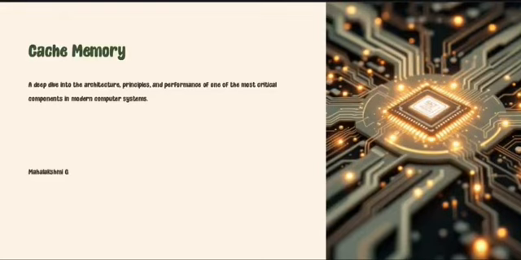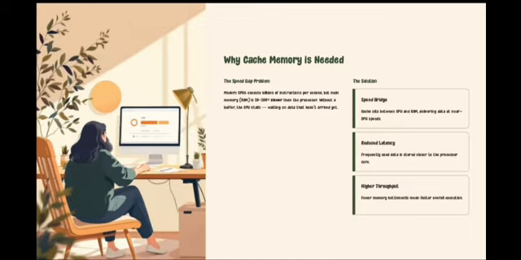Good morning. Today I am going to present about cache memory. It is one of the most important components in modern computer systems, and we will understand its architecture, working principle and performance.